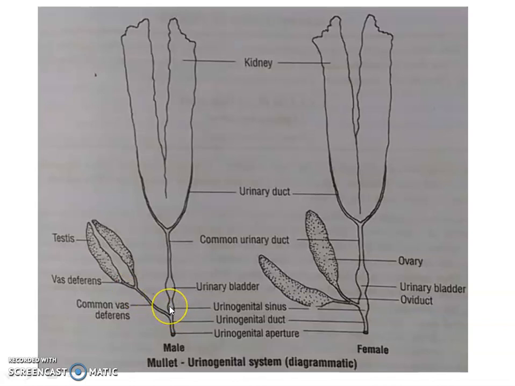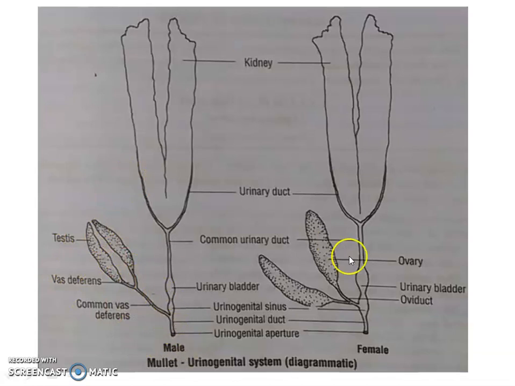Okay, so we have the seminiferous tubules, which compose the testis, and from the seminiferous tubules arise the vasa efferentia. All the vasa efferentia of a particular testis join together to form a single sperm duct, otherwise known as the vas deferens. The right and the left vas deferens join together to form the common vas deferens, which opens into the urogenital sinus. So this is the reproductive structure in the case of male mullet.